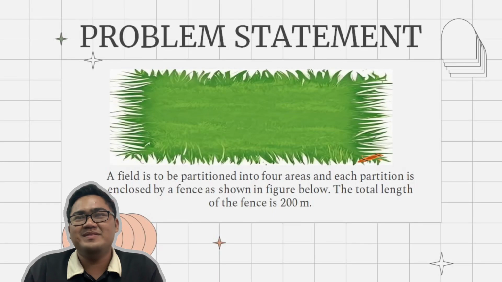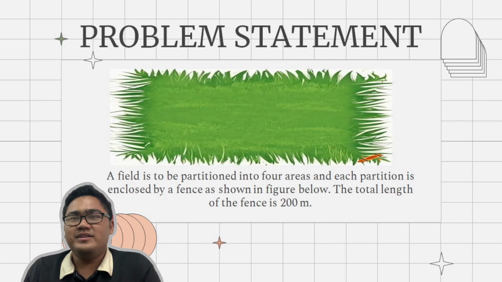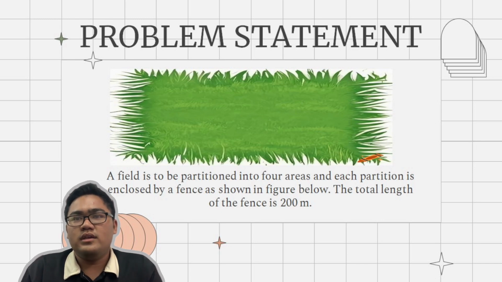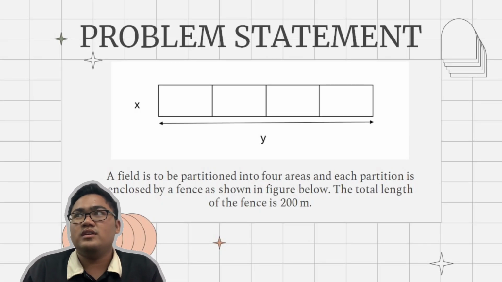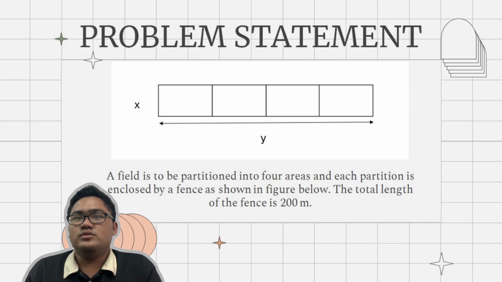Here is the problem statement. A field is to be partitioned into 4 areas and each partition is enclosed by a fence, as shown in the figure below. The total length of the fence is 200 meters. So here are the questions.